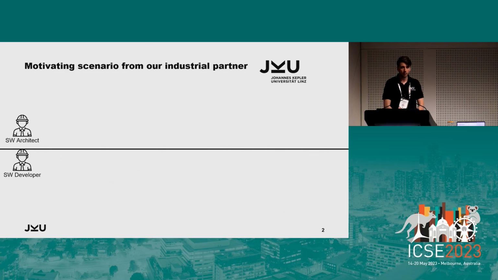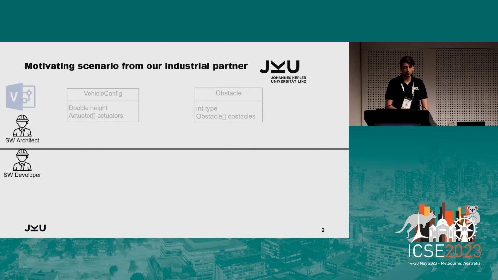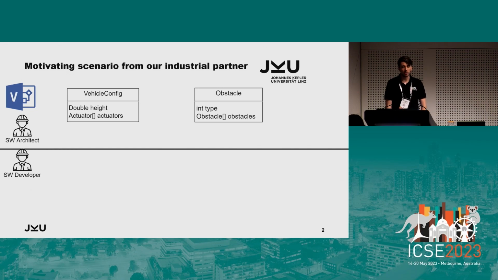And in this scenario, we have a team of engineers collaborating to develop software components for agricultural machines, since this industrial partner works with the manufacturer of these machines. So we have at one side a team of architects, and they're using the Microsoft Visio tool to create design models. These design models are created using the UML.